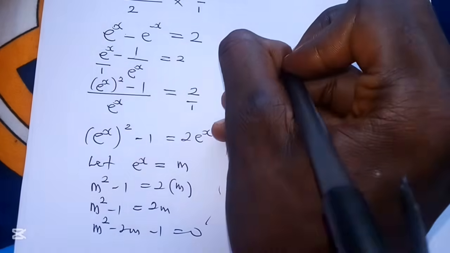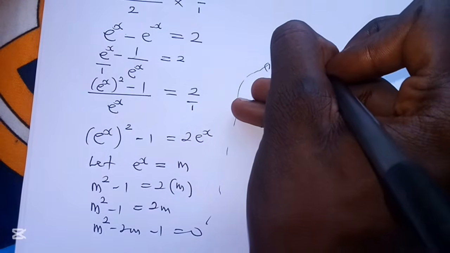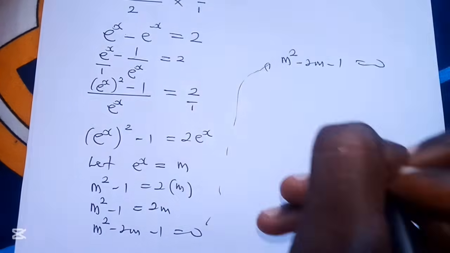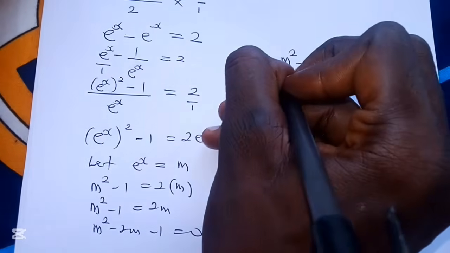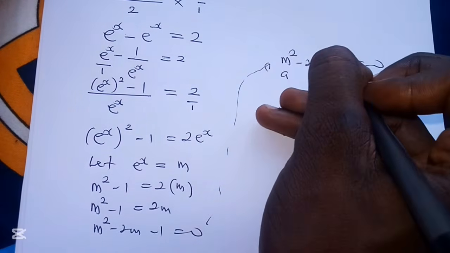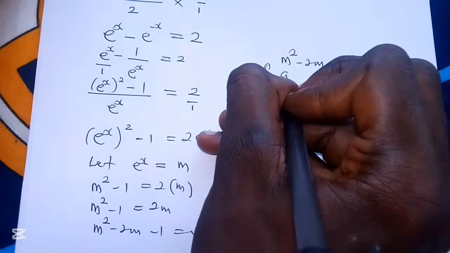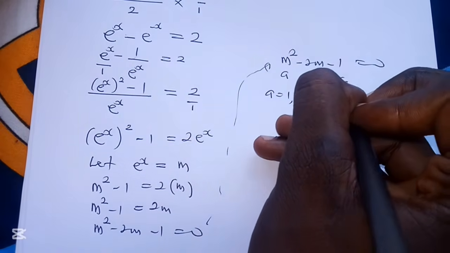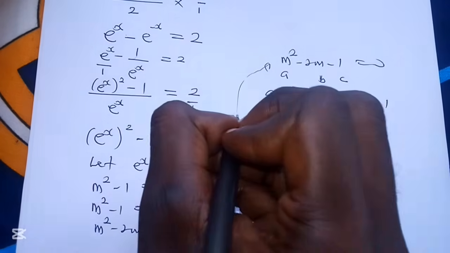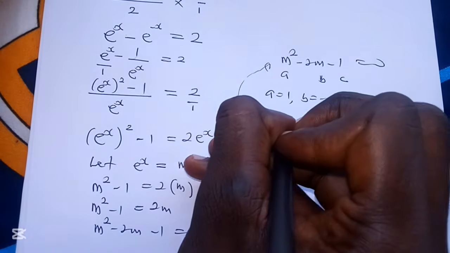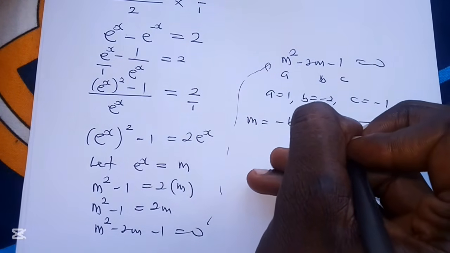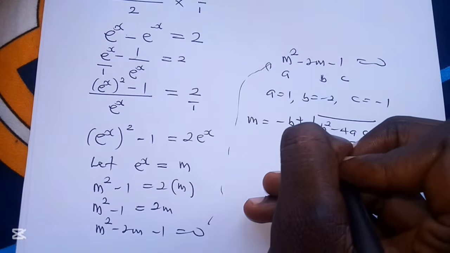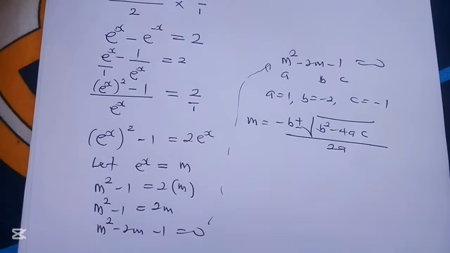Now since we have m squared minus 2m minus 1 equals 0, we can use the formula method. We know this is a, this is b, and this is c. So a is equal to 1, b is equal to minus 2, and c is equal to minus 1. Now we see m is equal to minus b plus or minus the square root of b squared minus 4ac, divided by 2a. This is the formula method that we have to use.